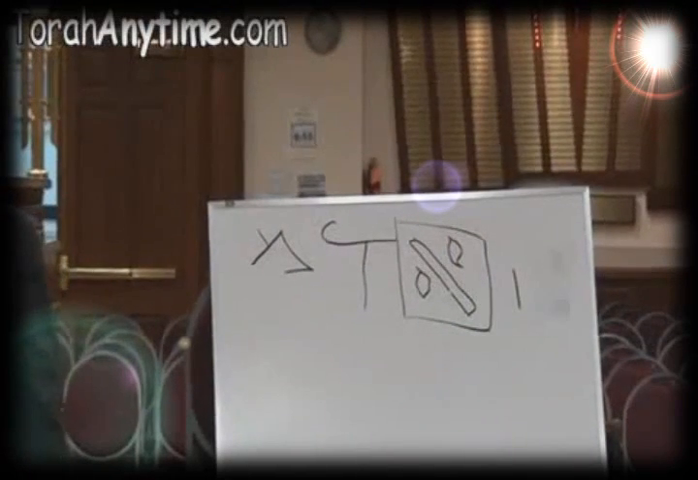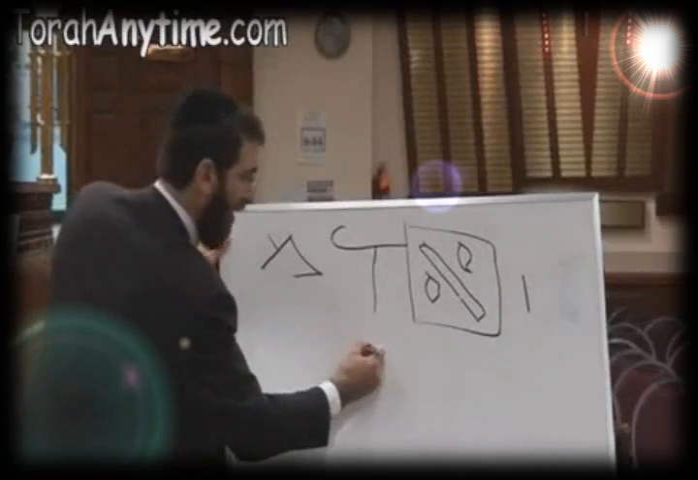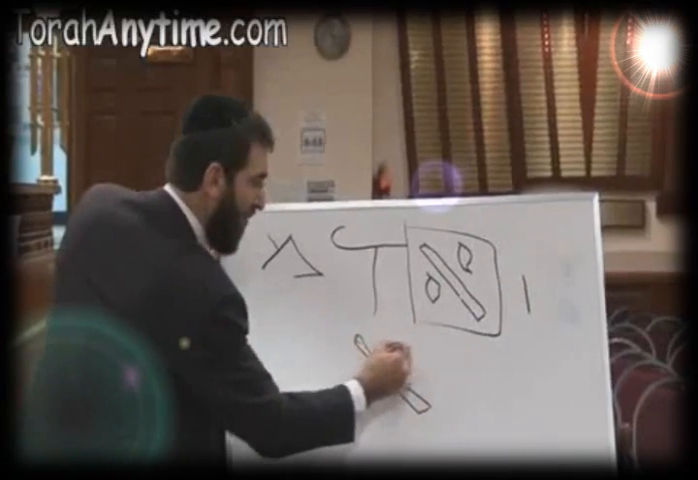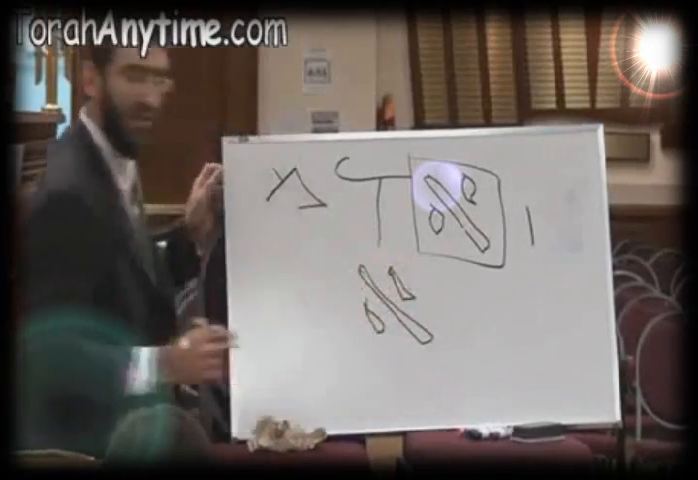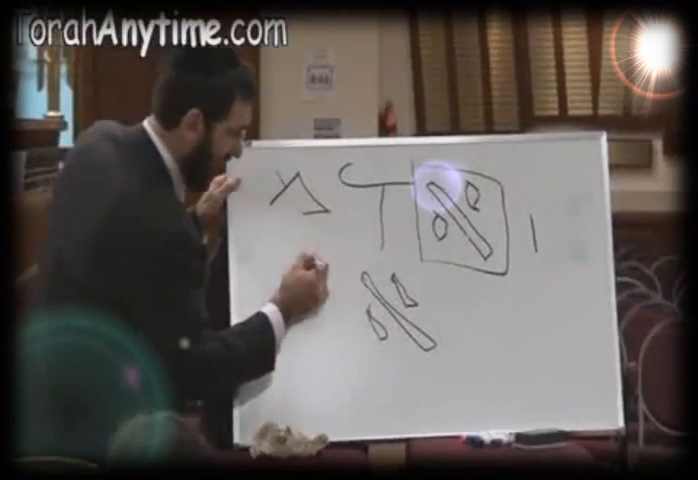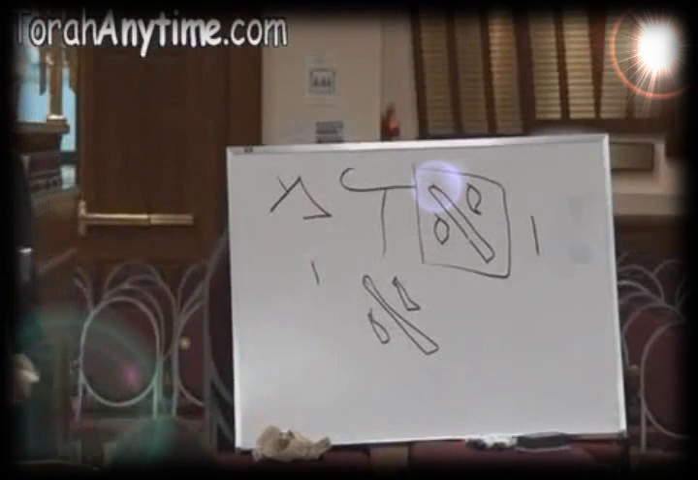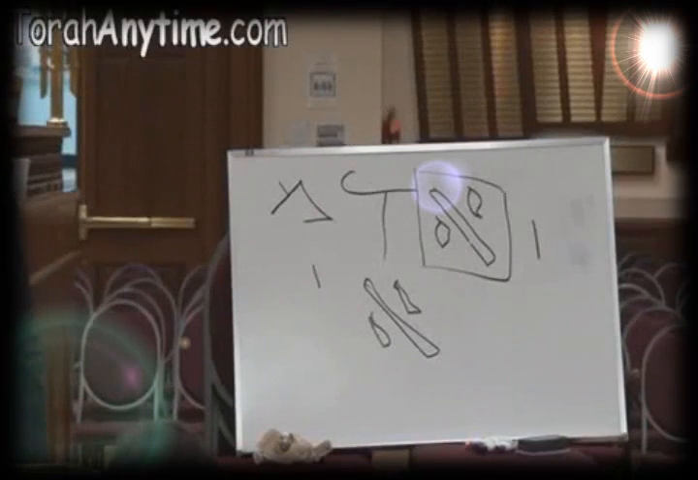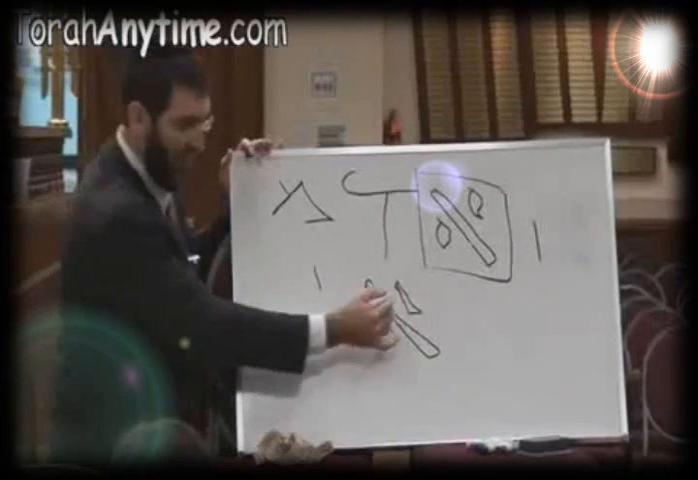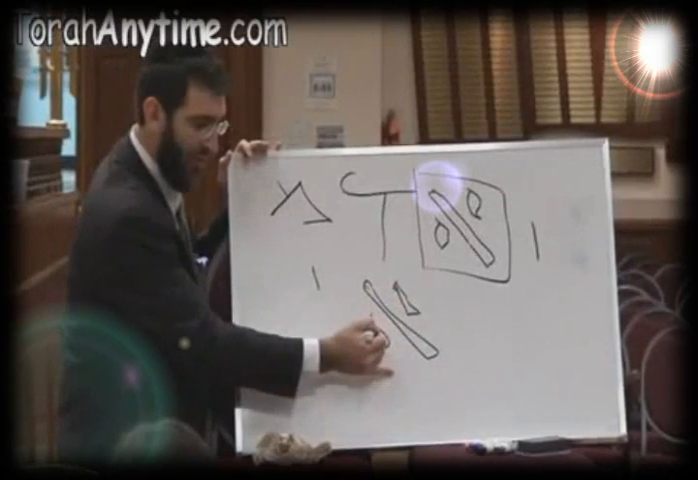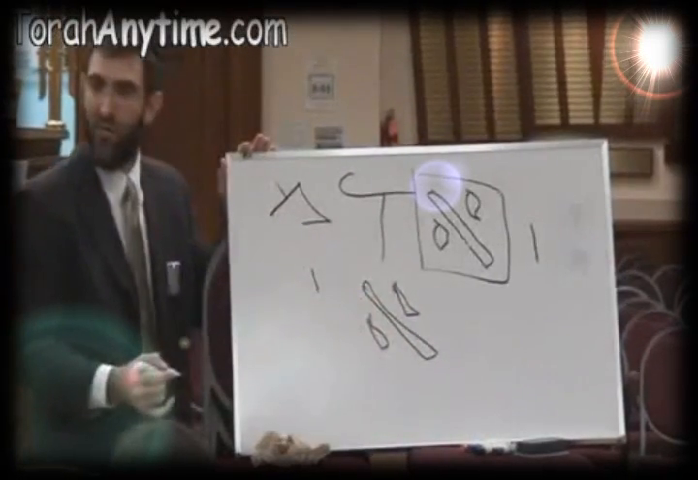What's interesting about an Aleph? Well, let's take a look at an Aleph for a moment. An Aleph happens to be numerically what? What is Aleph numerically? 1. Good. If I take a look at an Aleph, I notice that it's actually made of 3 letters. I have a Yud, 2 Yuds, and a Vav.